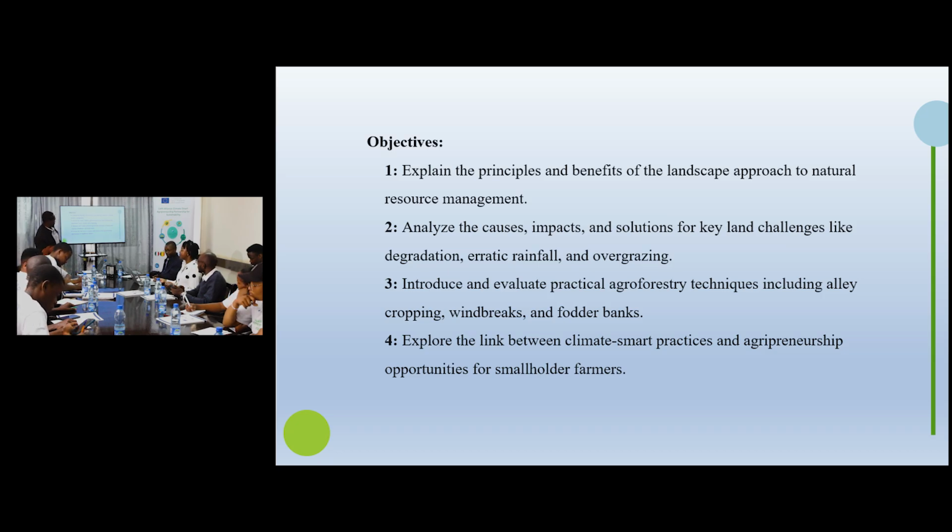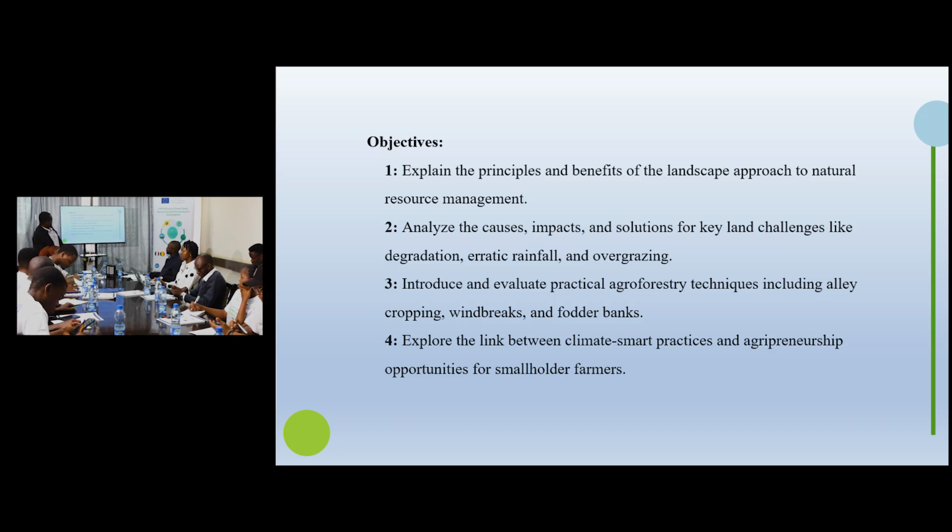Now, to evaluate practical agroforestry, because agroforestry is very critical, where we plant trees alongside plants, so that as you harvest your crops, there is also a possibility of harvesting timber in the long run. That's actually what we call agroforestry. It has a lot of benefits, just like instead of doing monoculture or monocropping.